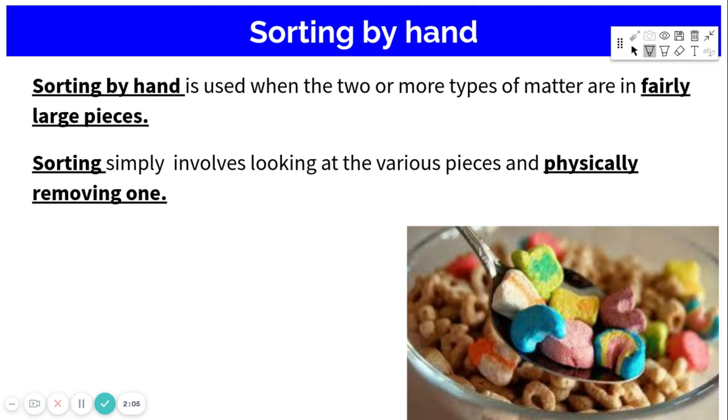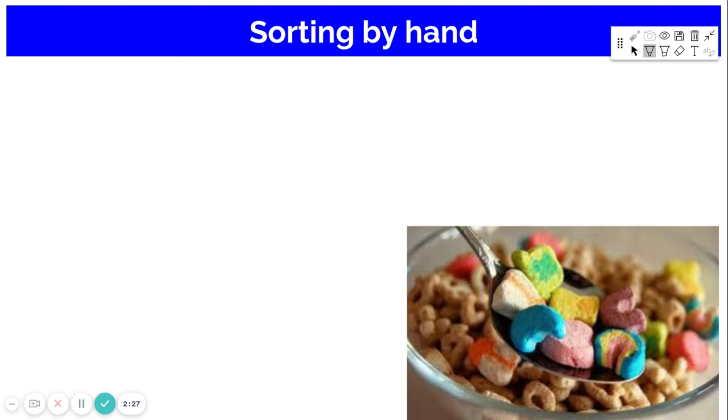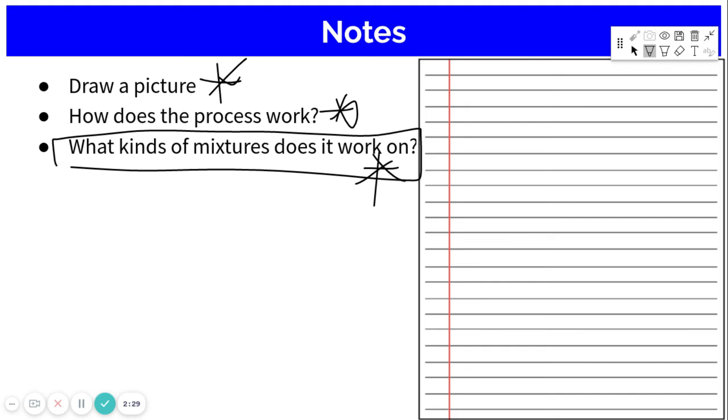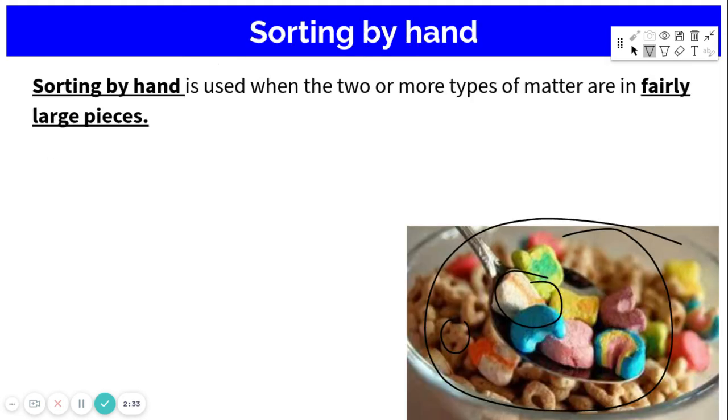So that's a complicated way of saying it. Basically, if you look at this picture over here, you have a mixture of what looks like some grainy cereals and some marshmallows. All right? And sorting by hand is literally just picking out, physically with your hand or with a spoon, the marshmallows and setting them to one side and the cereal and setting it to one side. That's what sorting by hand is: using your hands to pick it apart, okay? So if we go here, how does the process work? You use your hands to physically remove it, okay?